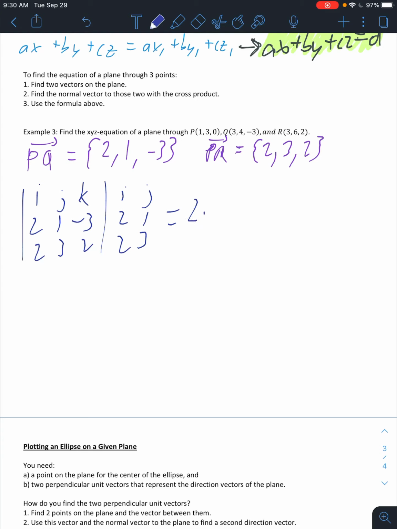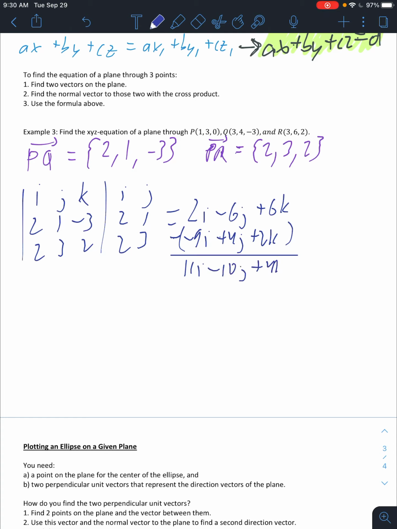So let's see, I get 2i minus 6j plus 6k minus negative 9i plus 4j plus 2k. So my cross product yields 11i minus 10j plus 4k, or the vector 11, negative 10, 4. So we found our normal vector.